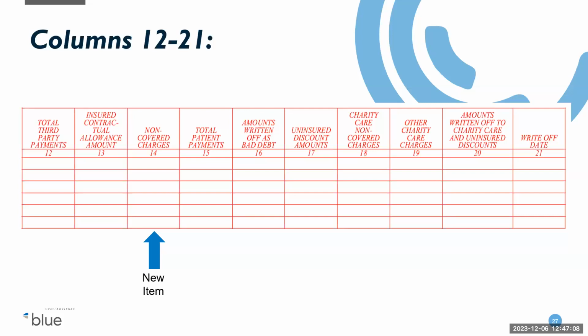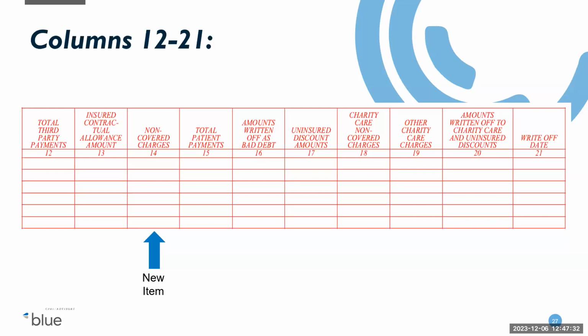And so really the only thing going into that column 18 would be if you have identified a charity write-off for an insured patient that was something other than the deductible, co-insurance, or copay. That's where the charity would go. And then basically everything else goes in that column 19. Nick, we have a couple questions.